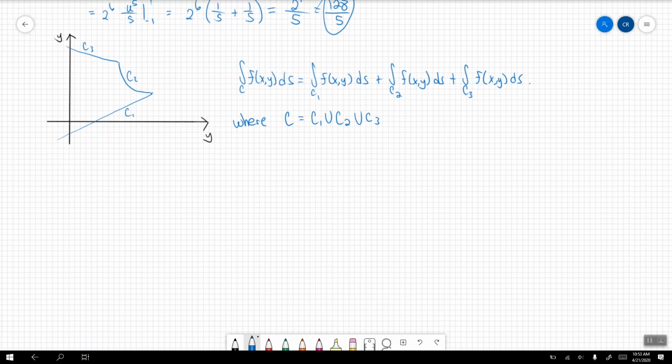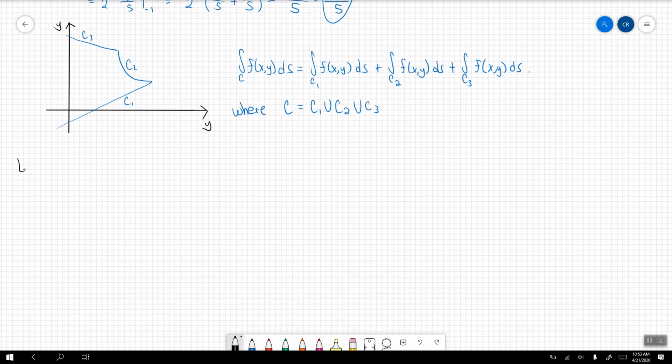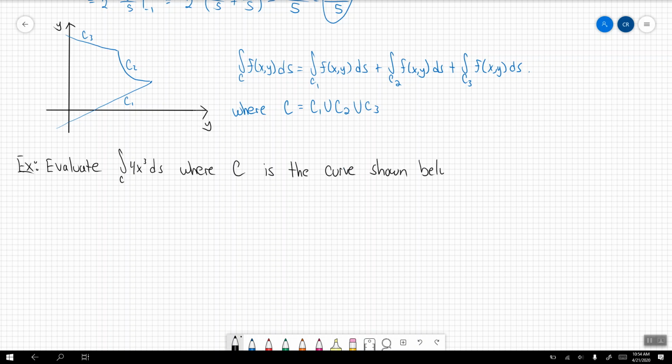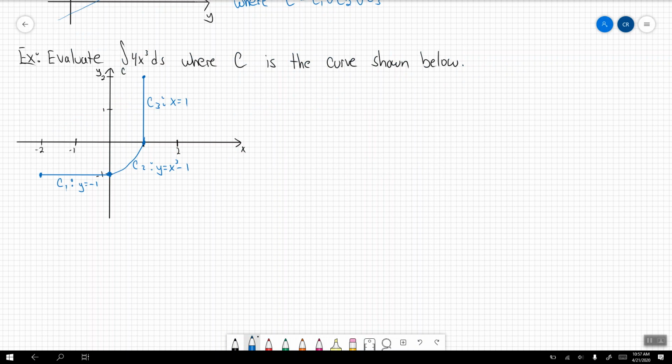All right, now, next example. We're going to see how this is going to play out on kind of a grander scale. So we want to evaluate the integral over the curve C for the function 4x cubed ds, where the curve C is the curve shown below. And I will go ahead and draw that in just a little bit, so you'll see it pop up on your screen. All right, so here's the curve.